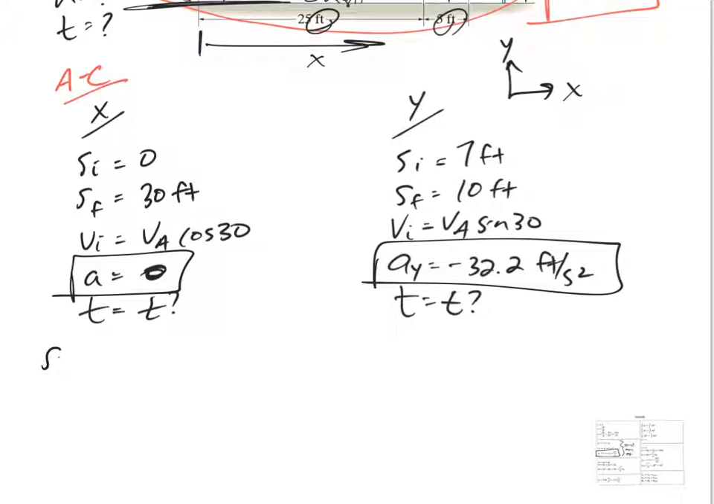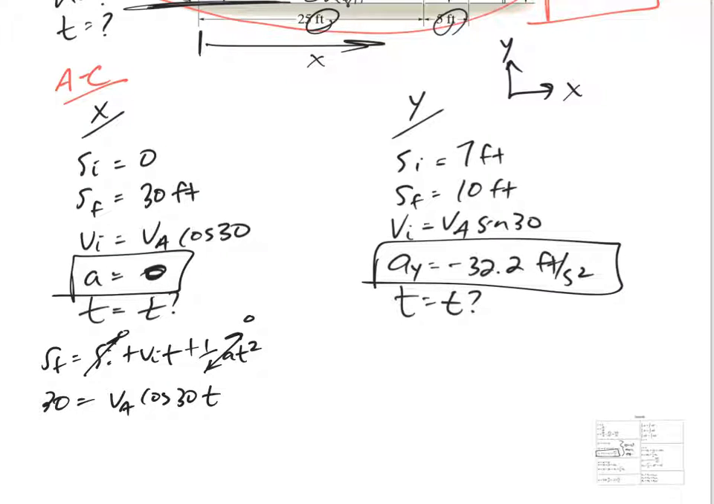All right, S final is equal to S initial plus V_i t plus 1/2 a t squared. So this is in the x direction. It ends at 30. It started at a height of 0. It started with an initial velocity of V_A cosine 30. All right, multiply that times t. And then acceleration is 0. So that's my equation in the x direction. I have an unknown V_A and an unknown t.